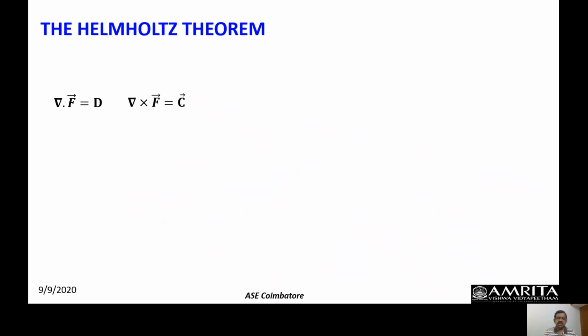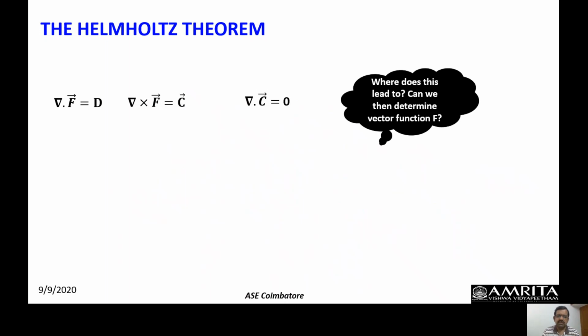Now for consistency, since C is actually representing del cross F, by mathematical implication, we know for consistency del dot C must be 0 because divergence of curl of any vector function must be 0. This we have seen in the previous class. So question is, where does this lead to? Can we determine this vector function F uniquely? This word uniquely is very, very important. The answer to that is quite not.